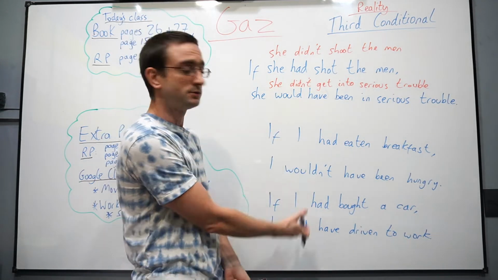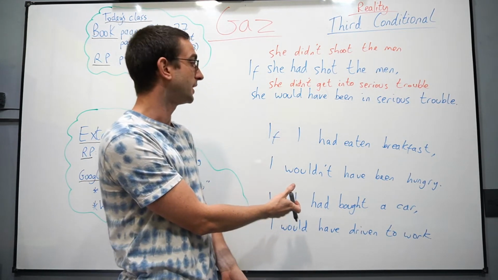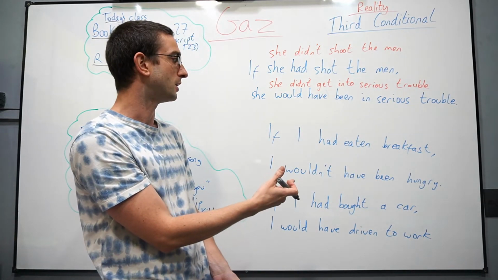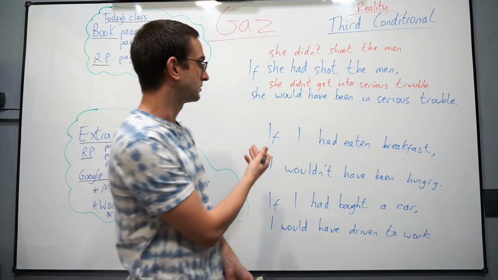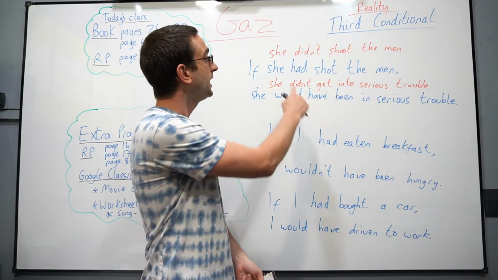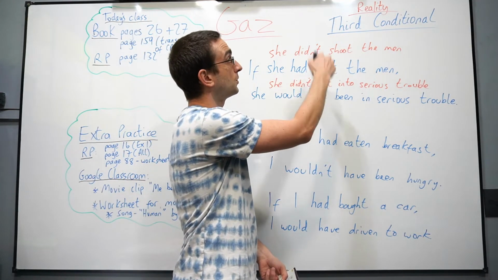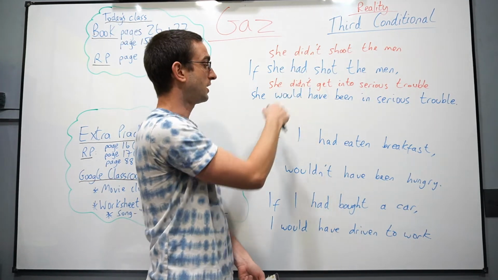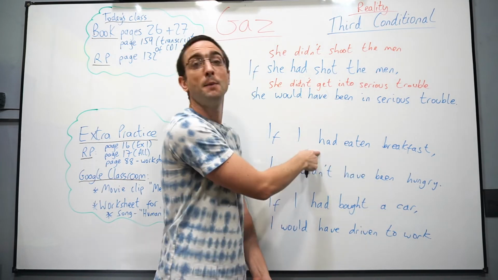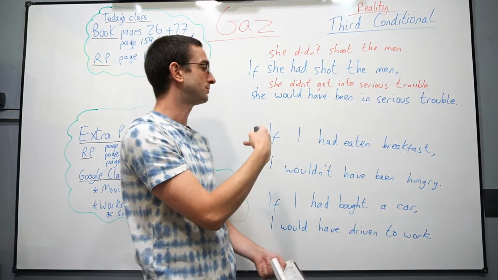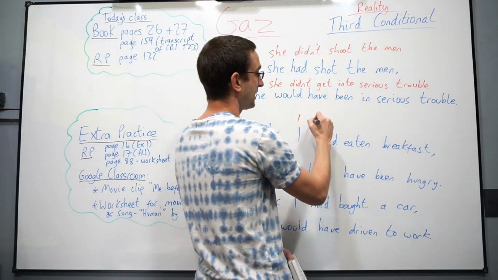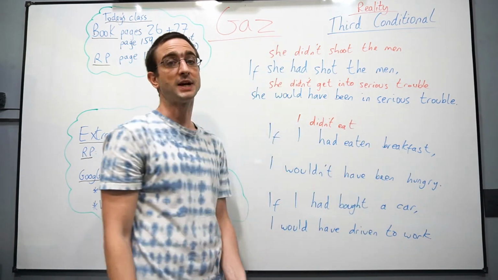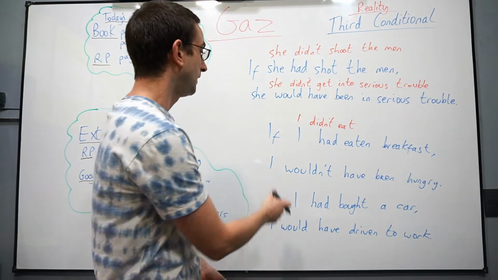We can do the same thing with these other examples that I've got here. If I had eaten breakfast, I wouldn't have been hungry. So, did I eat breakfast? If I had eaten breakfast. Well, here, the third conditional in blue, well, the reality is the opposite of the third conditional. So, if I had eaten, here is positive. So, I need something negative. So, the reality is, I didn't eat breakfast. I didn't eat breakfast. Okay?